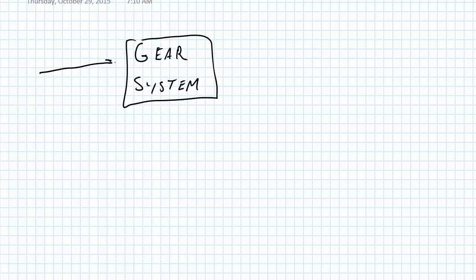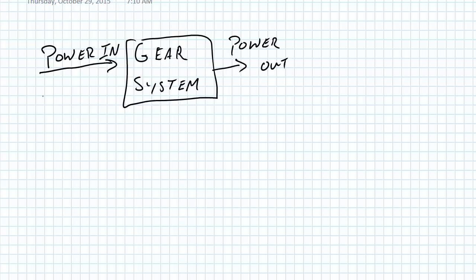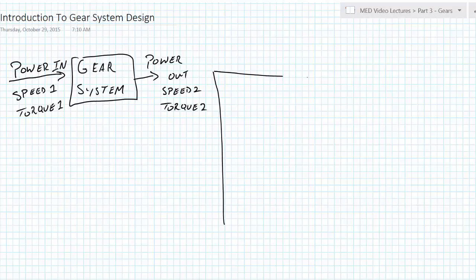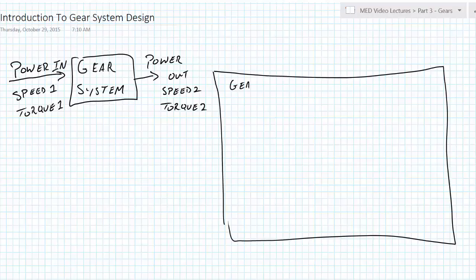We're going to begin with the purpose of gears. The purpose of a gearing system is to transmit power and to affect that power in some way. Usually there's some input power, that is speed and torque, and we want some different output speed and torque. In order to do this, we're going to look at the aspects of the gear design in the process here. So the gear design process looks like this.